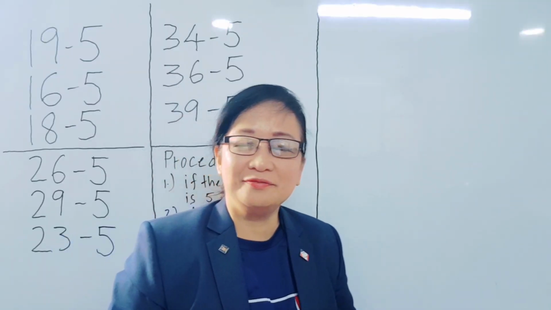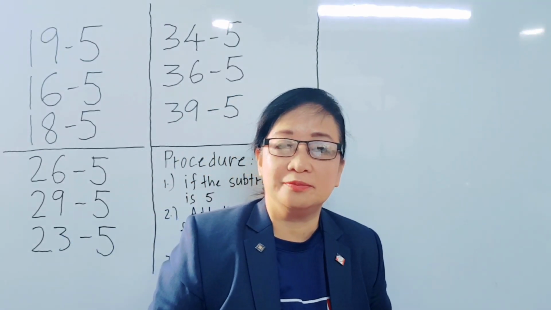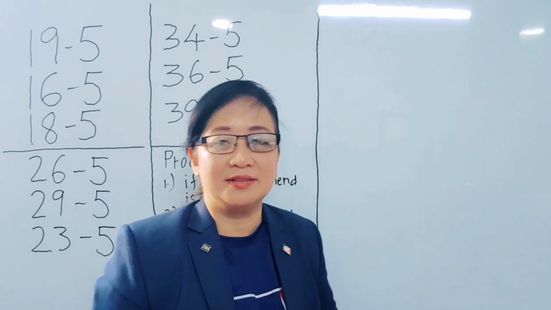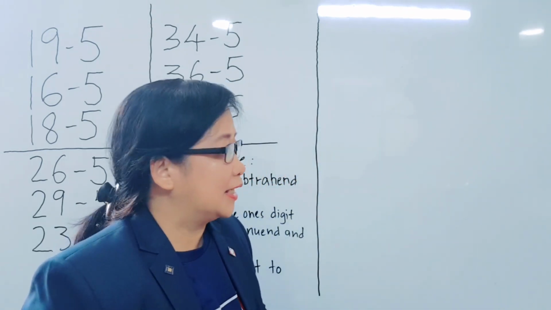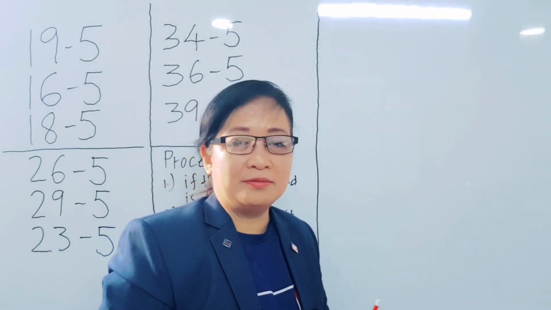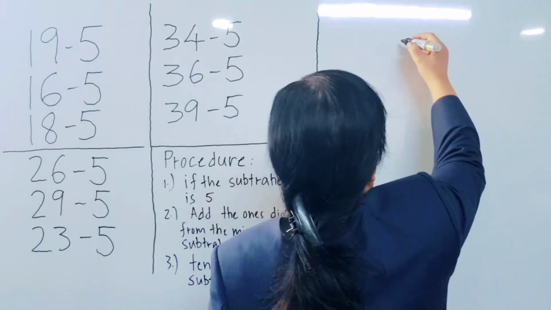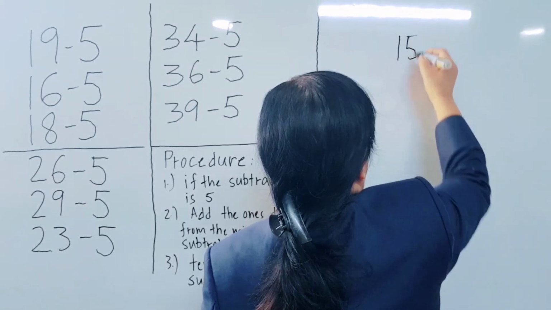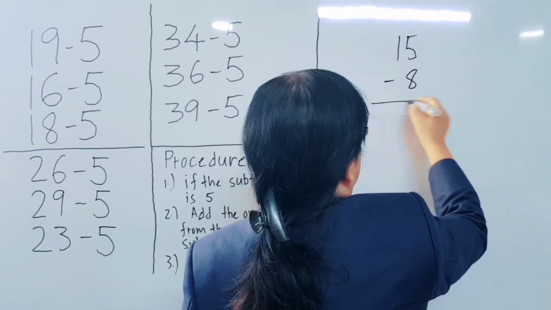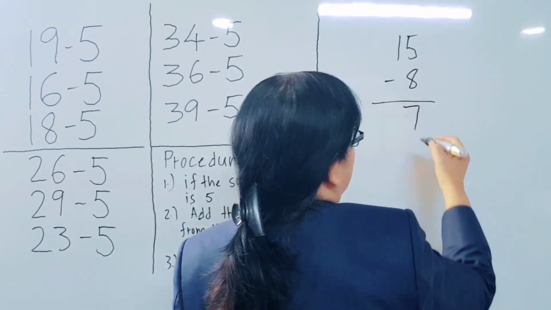Hello genius! Our video for today is about the subtraction matrix, and this is a very easy matrix, and I think everybody knows what subtraction is. Now, for example, we have 15 minus 8. This is equal to 7.